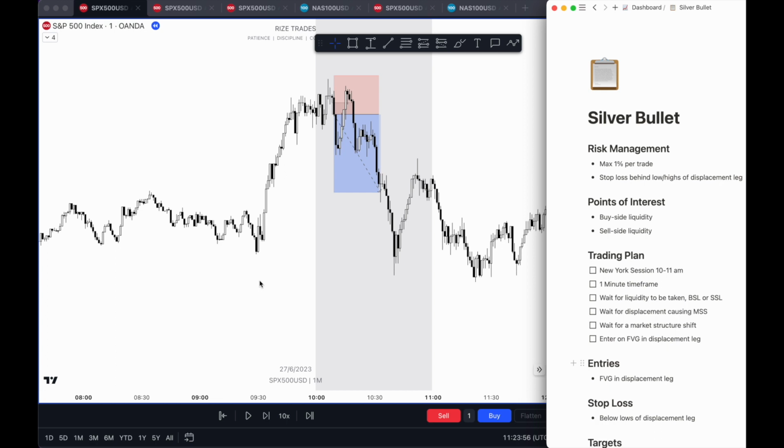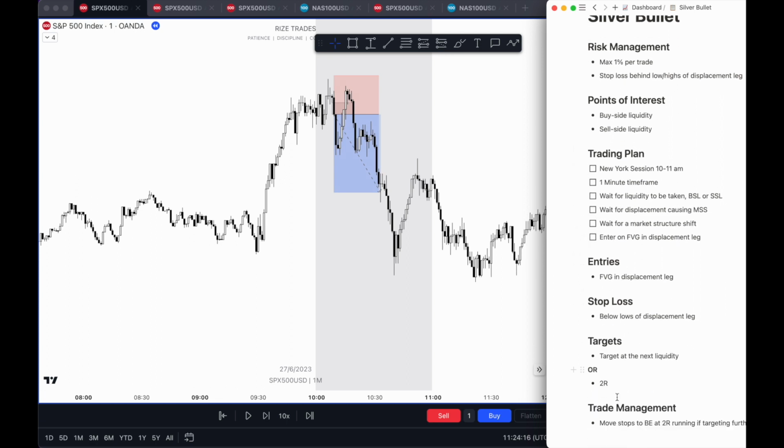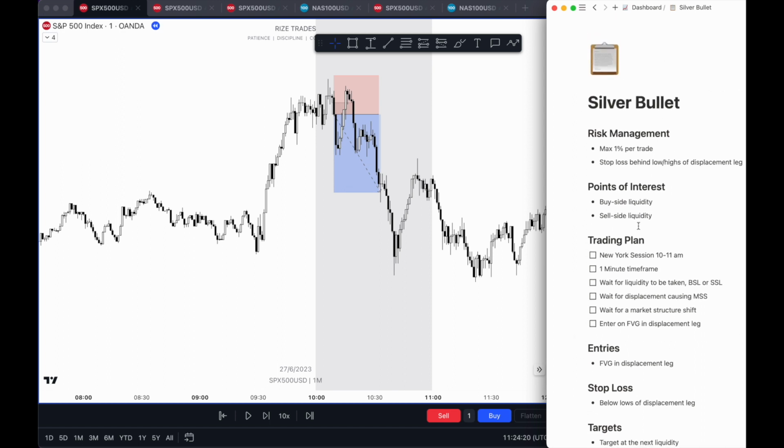So in this video, we're going to be going over some examples of trades that I took within the community over the past few weeks. So if I just break down the strategy here on the side once more, you can see we've got risk management, the points of interest, the trading plan, entries, stop loss, targets, trade management. This is obviously a bit of a simplified version of the strategy which I trade.